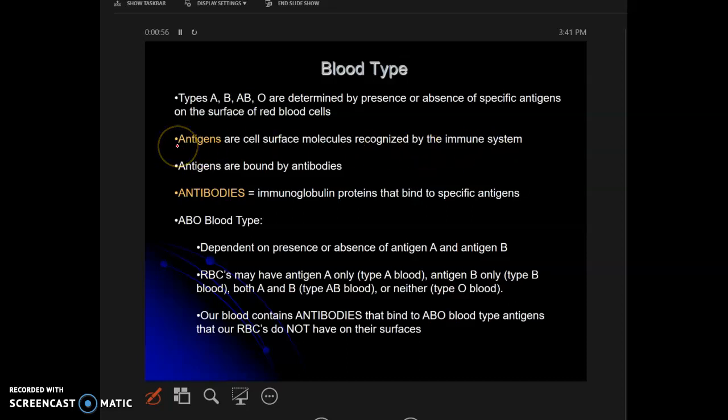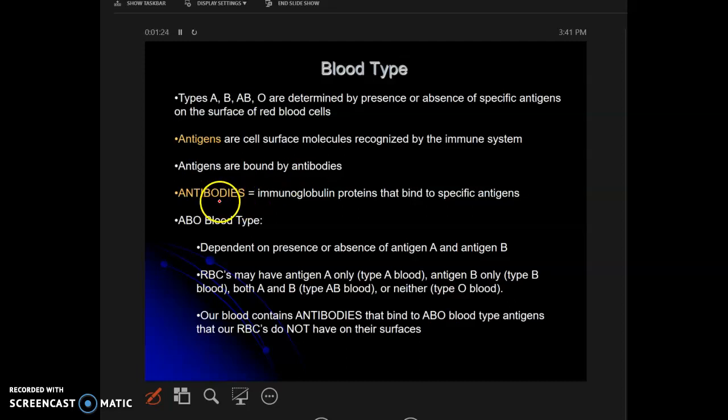So an antigen you can think of as a marker, a very specific marker. The best part is that antigens are recognized by antibodies. So think of a lock and key. Just like a key can open a particular lock and bind, the same thing, an antigen and an antibody are very specific.